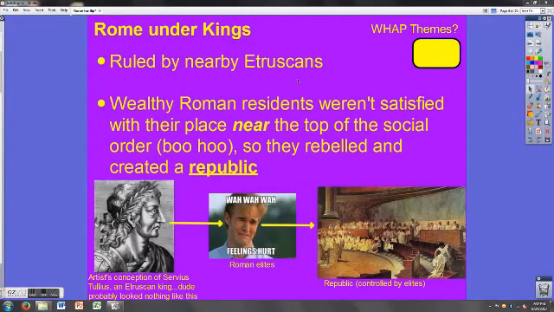They were one notch below, so they rebelled and they kicked the king out and they created what's called a republic. What themes are we talking about here? Whenever politics come into play, it's theme 3. If we're talking about social structures, it's always going to be theme 5.